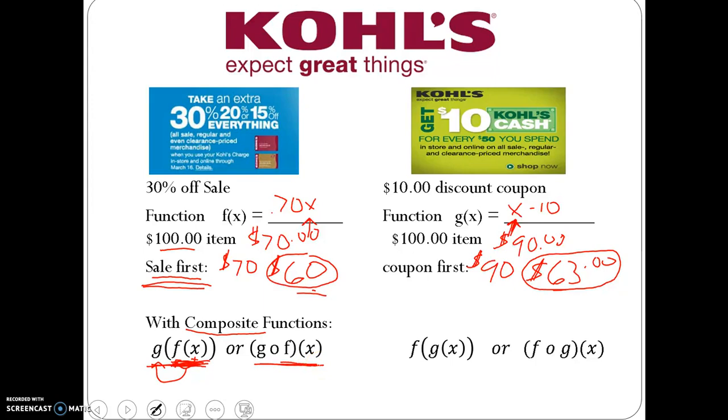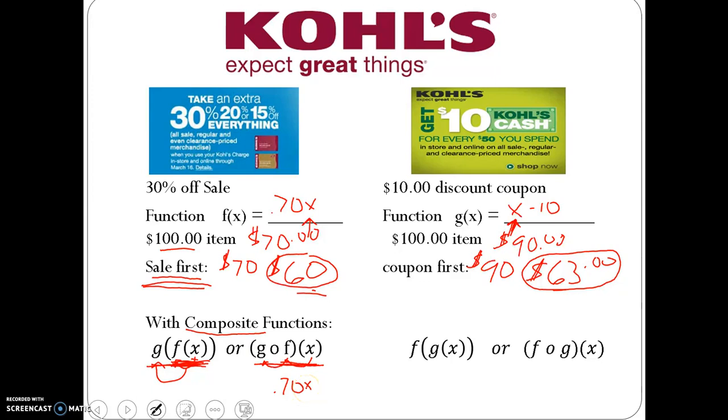Both of these we would take the x and stick it into the f of x first, and then once we got that number we would stick that number into the g of x function. And so we could also write a single function that represents both. Like for example, if I took the x and I stuck it into the f of x function, well, I would get 0.70x.